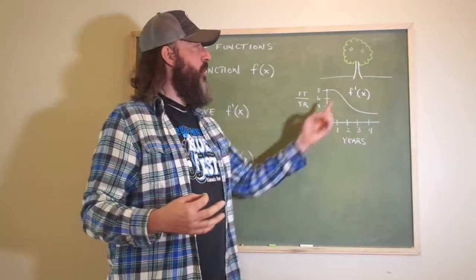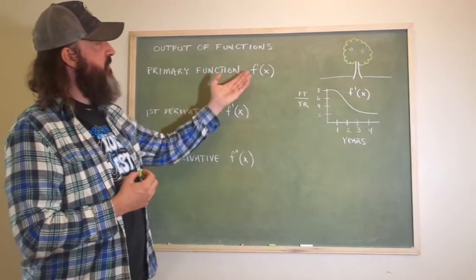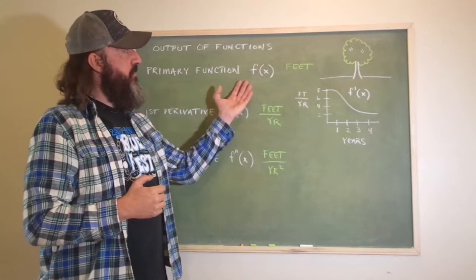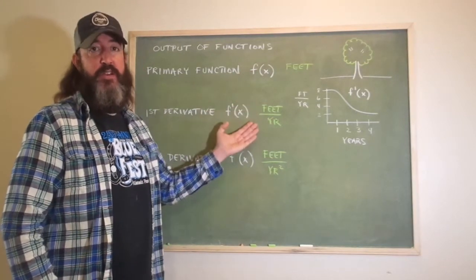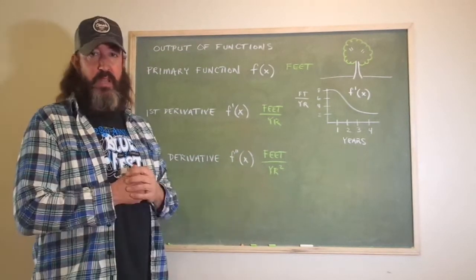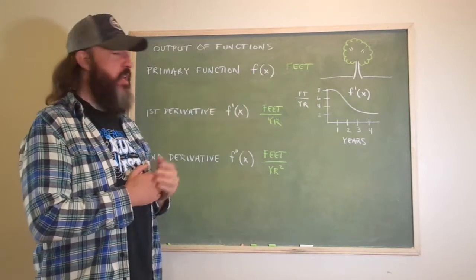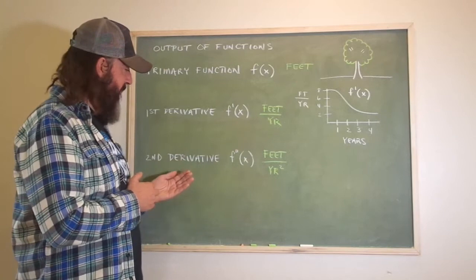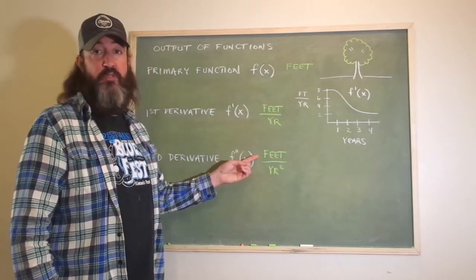Well, if I know the output of f prime of x is feet per year, then I should know the output of f of x and f double prime of x as well. The output of f of x should be feet. The output of f prime of x we already know is feet per year, and the output of f double prime of x should be feet per year squared. My primary function gives me a quantity, how many feet tall the tree is. My first derivative gives me a rate, the rate the tree is growing, and my second derivative gives me a rate of a rate, or a rate of change of the rate.